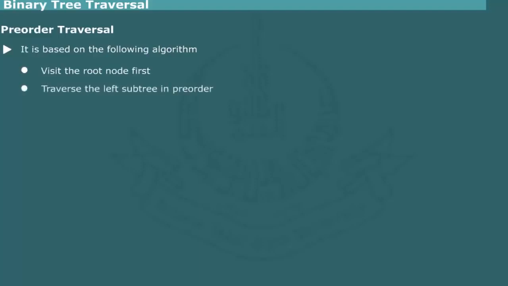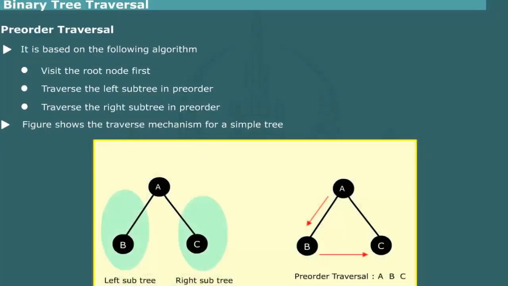Pre-order traversal. The pre-order traversal is based on the following algorithm. Visit the root node first, traverse the left subtree in pre-order, traverse the right subtree in pre-order. The figure shows the traversal mechanism for a simple tree consisting of just 3 nodes. Root A is visited first. The left subtree B is visited next. The right subtree C is visited last. Thus, pre-order traversal is A, B, C.